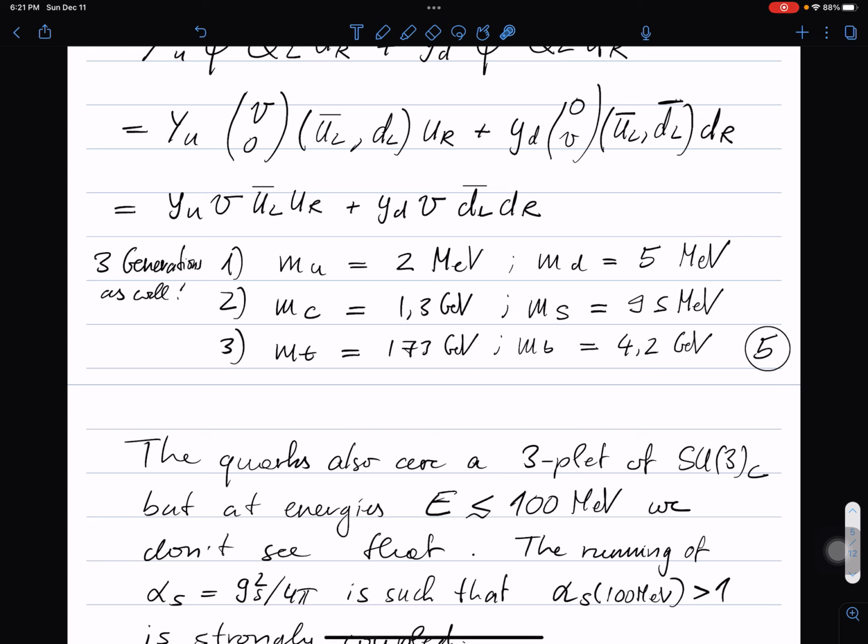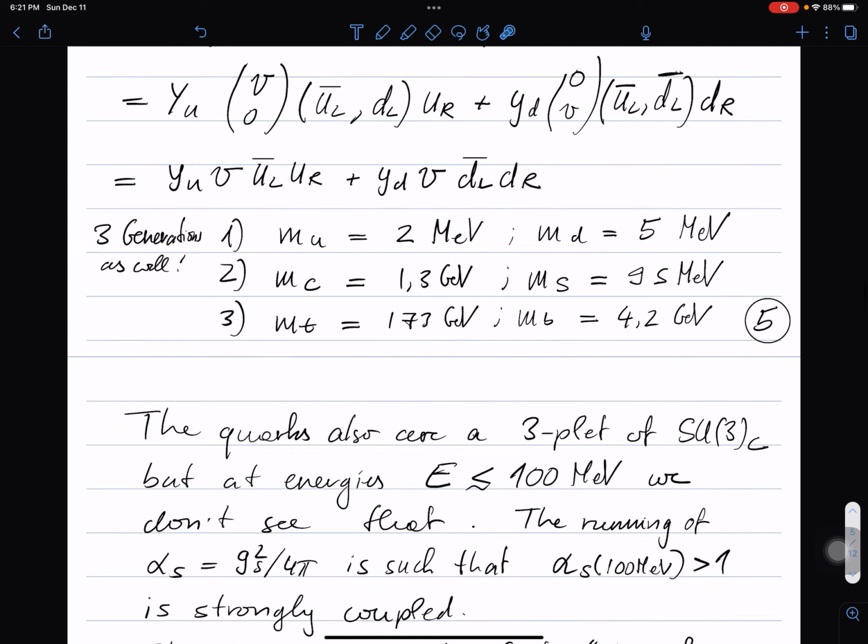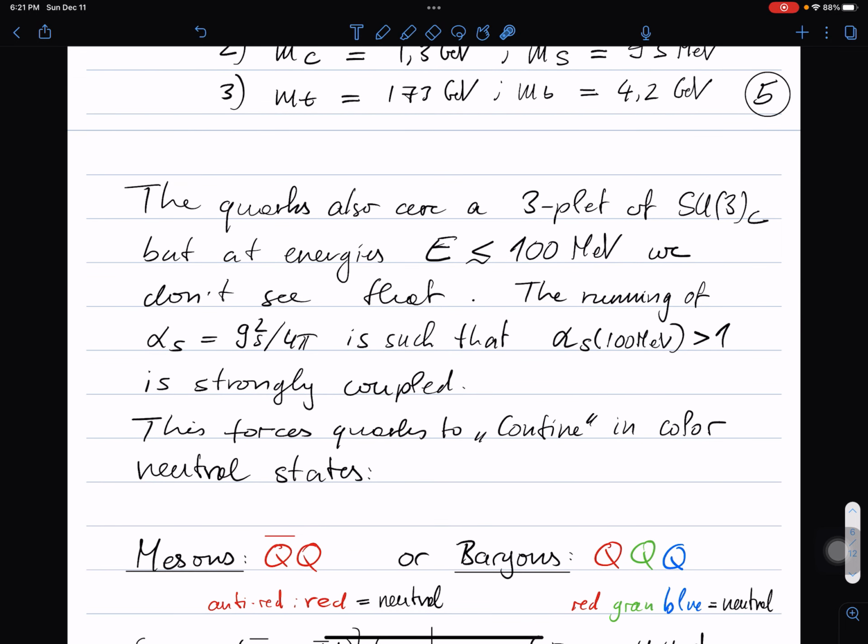So we would actually have 6 times 3, like 18 fields, in a way. Good. So the quarks also carry this SU(3) color charge. They are basically a triplet, and they interact with the gluons, as we said above.